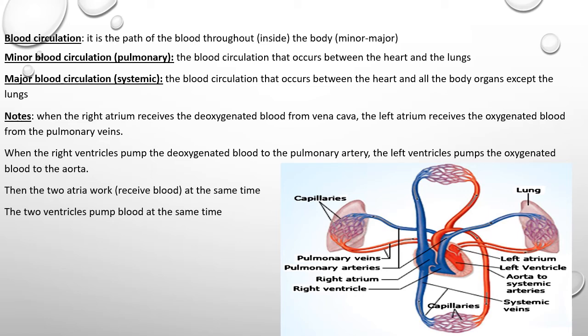Then it collects again and transfers through blood vessels to the veins, which are the superior and inferior vena cava, and goes to the right ventricle.